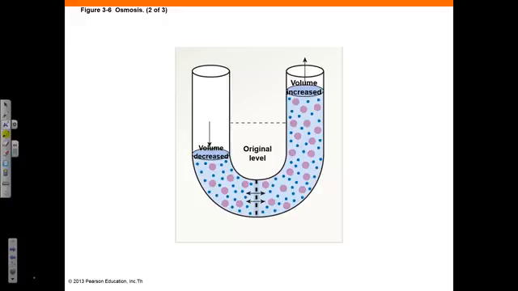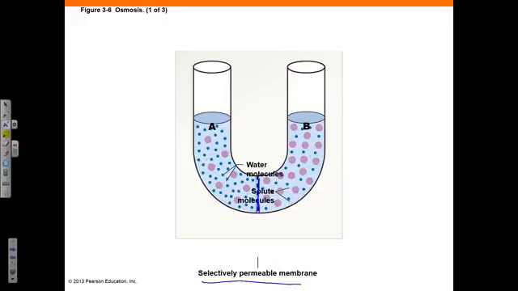Indeed, water will move across the selectively permeable membrane to side B. This concept is important because the solute concentration inside and outside of a living cell, along with the movement of water, can affect the shape of the cell. So again, let's review that one more time.